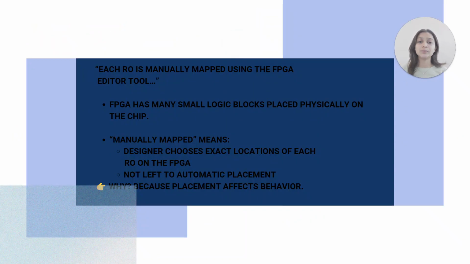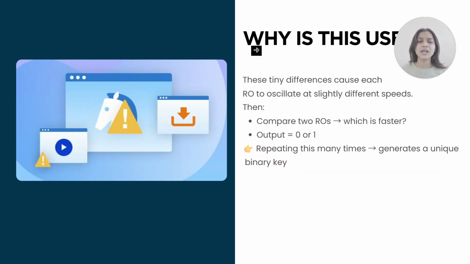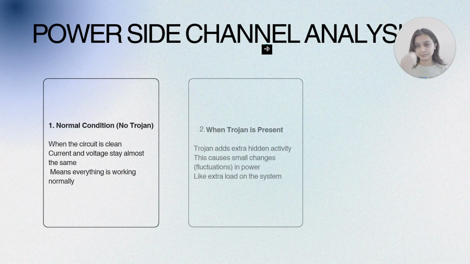Each oscillator is manually mapped using the FPGA editor tool. An FPGA has many small logic blocks placed physically on the chip. Manually mapped means the designer chooses the exact location of each oscillator on the FPGA, not left to automatic placement. Why? Because this placement affects the behavior. Why is this useful? This tiny difference causes each oscillator to oscillate at a slightly different speed compared to the others. Whichever is faster outputs 0 or 1, and repeating this many times generates a unique binary key.